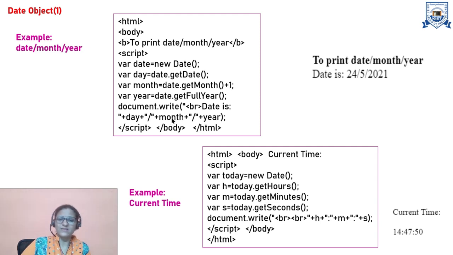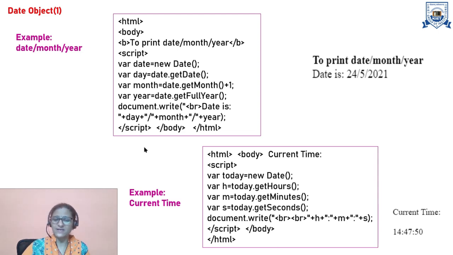It will give the month number. Then year, we have taken getFullYear, so it will print the entire year 2021. So this is the result to print date, month, year. We have written it like this, date is, and in front of it we have printed this way. Next one is current time, because along with the date we can print the time also.